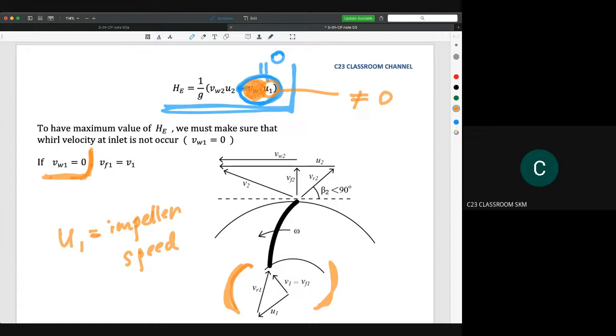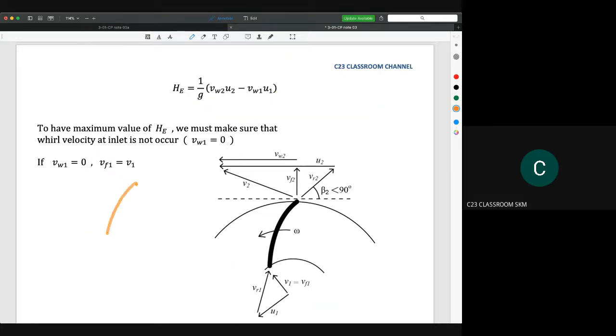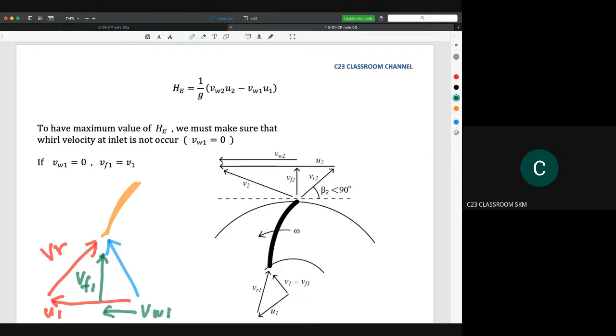Because when V1 is equal to 0, the value of VF1 will now be equal to V1. Okay, I will show you this. Let's say this is the blade, and then this is the actual velocity, and then we have VR1 here. We have U1 here. Okay, this is VF1, the theoretical velocity, and this is V1.